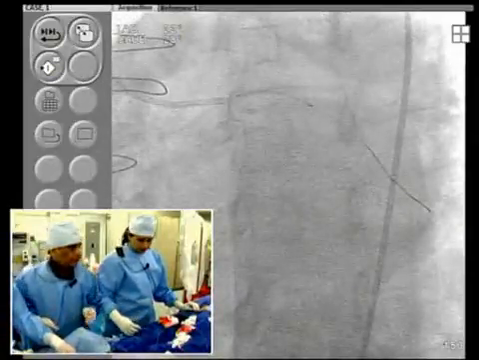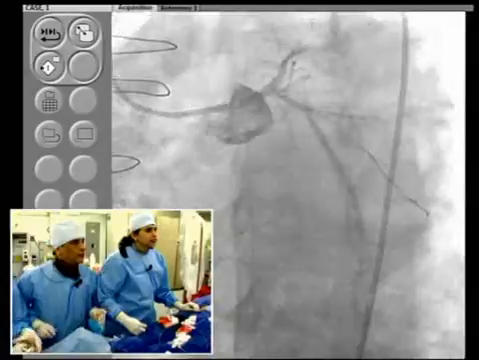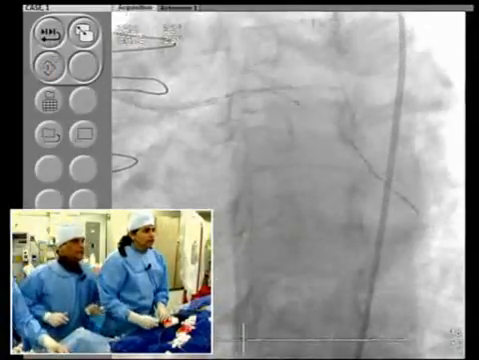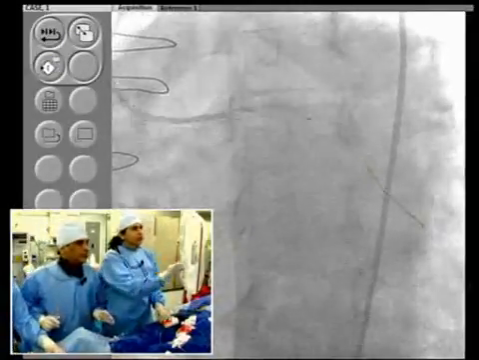Okay, want to take a picture? Good. Okay, I'm going to pull back a little bit. One second. Yeah. Why don't you bring it to this side a little bit?